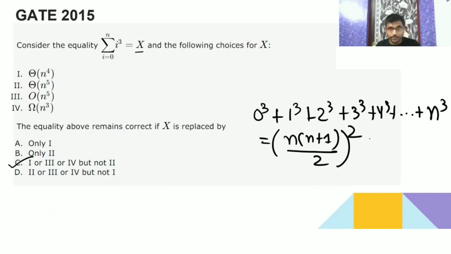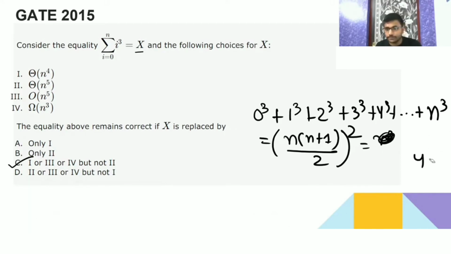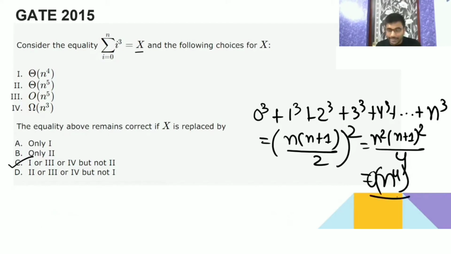This is the formula. So here you are going to get n squared by 4 times (n+1) squared. So here you are going to get n to the power 4. Let me write again. By this you are going to get n squared, then (n+1) squared, then 4. Here n squared, and here again you are going to get n squared. So your biggest term is going to be n to the power 4. So it is the tightest upper bound, n to the power 4.